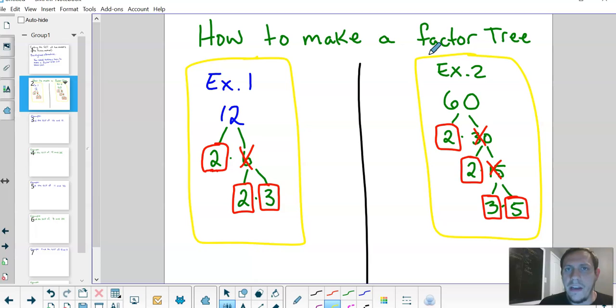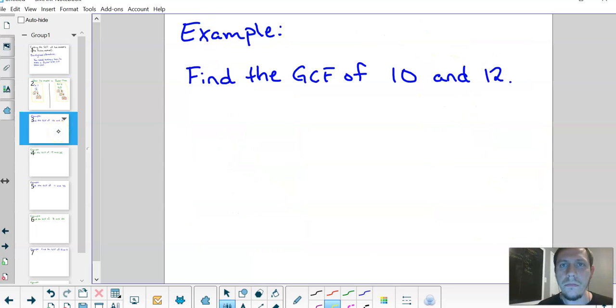So the skill of finding the greatest common factor of two numbers is reliant on your ability to make a factor tree for two numbers. Once you make the factor trees for the two numbers, you can start comparing the prime numbers that they have in common. So let's take a look at two smaller numbers, 10 and 12, and we're going to build factor trees for these. So I have 10 here, and I have 12 here.